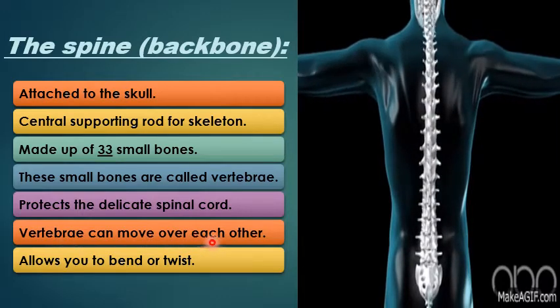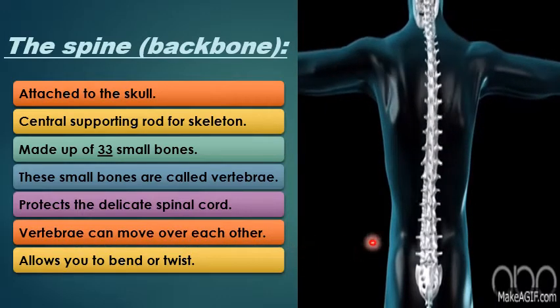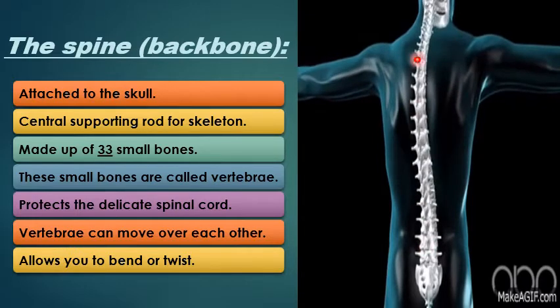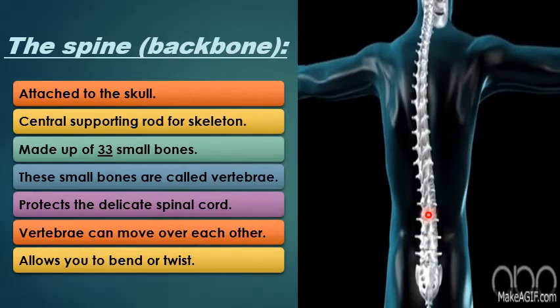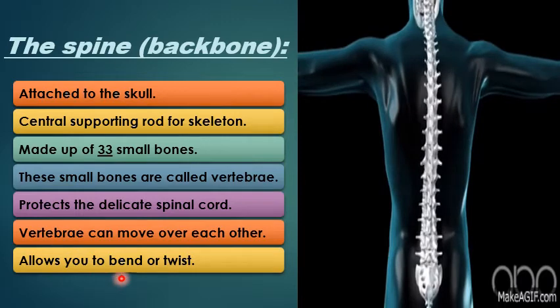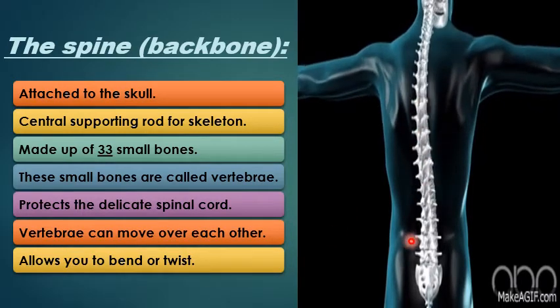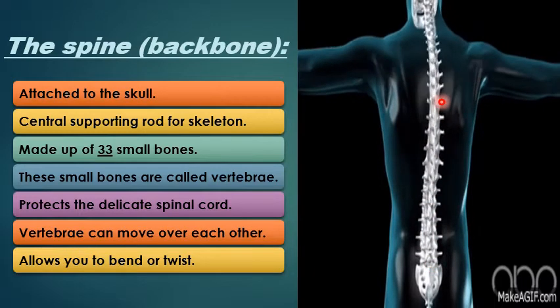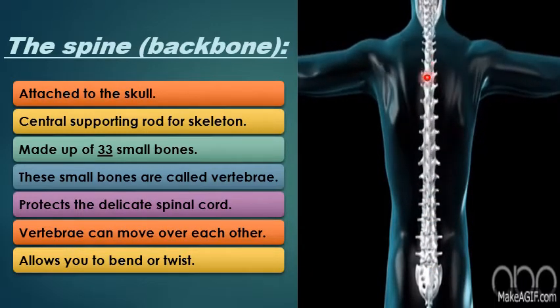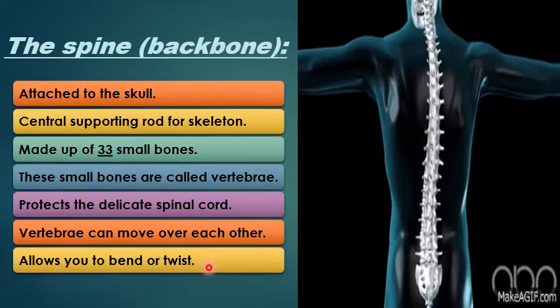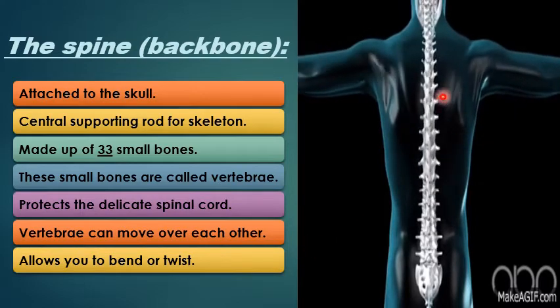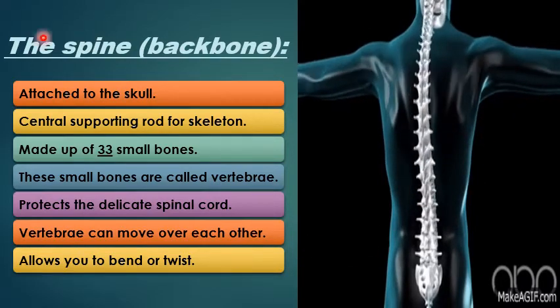Vertebrae can move over each other, they can slide over each other. As we can observe here, there are 33 small bones and they can slide over one another. This makes the movement possible, and it allows you to bend or twist your back. Because these are smaller bones and there are 33, they can slide over one another, so they can make the movement possible, and due to this we can bend or twist our back.